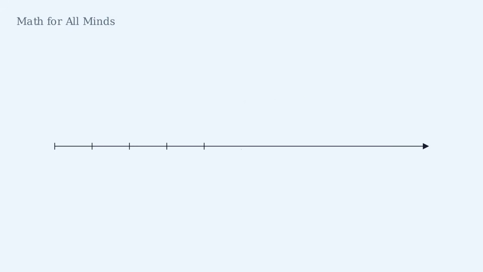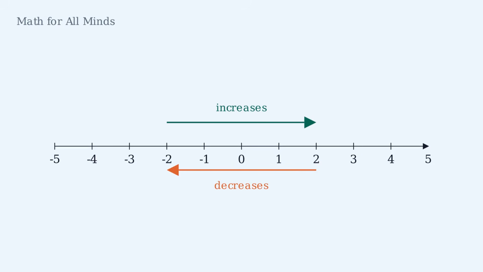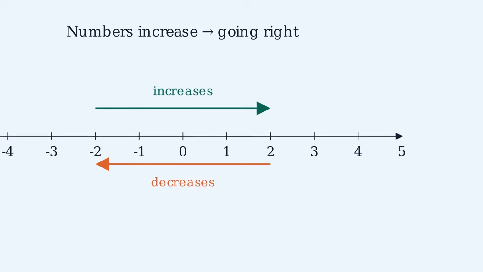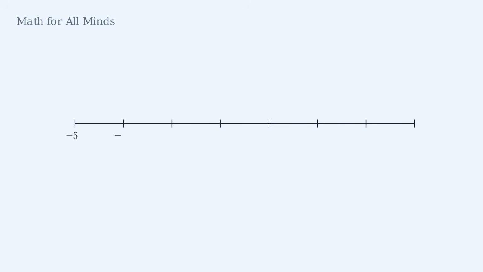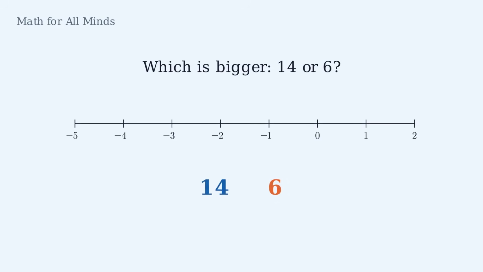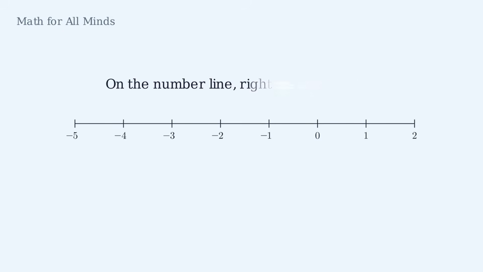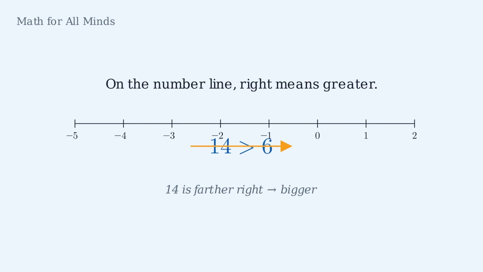Here's the rule that runs everything. On a number line, numbers get bigger as we move to the right and smaller as we move to the left. Zero sits in the middle. It's neither positive nor negative. So let's use this to compare some numbers. Which is bigger, 14 or 6? Well, 14 sits to the right of 6, so 14 is greater than 6.